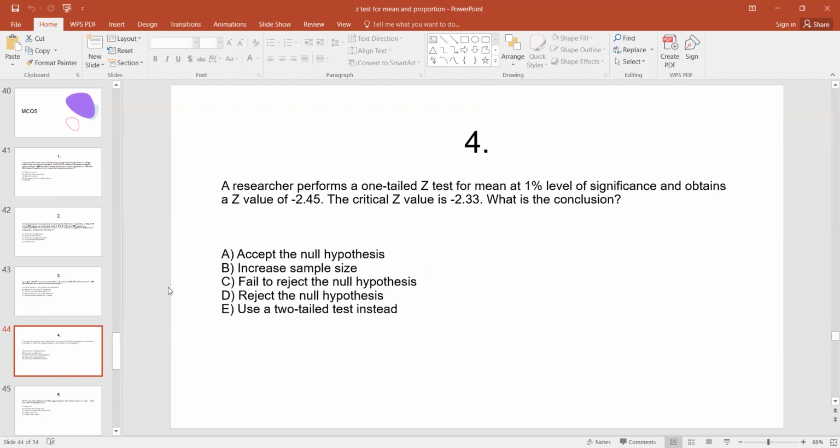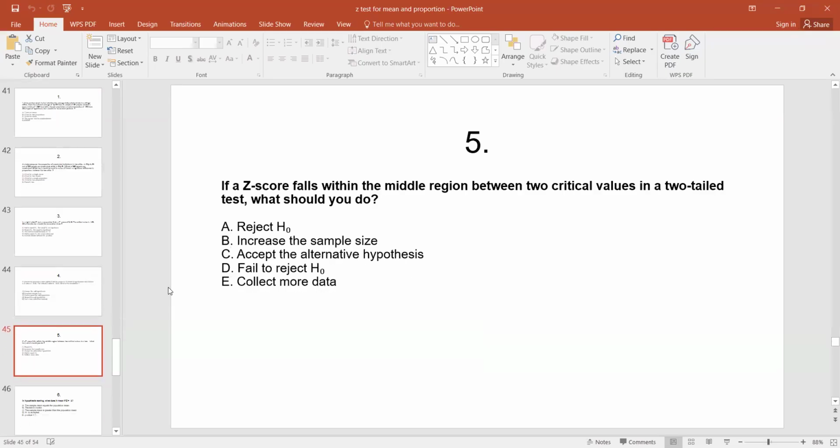A. Accept the null hypothesis. B. Increase sample size. C. Fail to reject the null hypothesis. D. Reject the null hypothesis. E. Use two-tailed test instead. D. Yes, D is the right option.